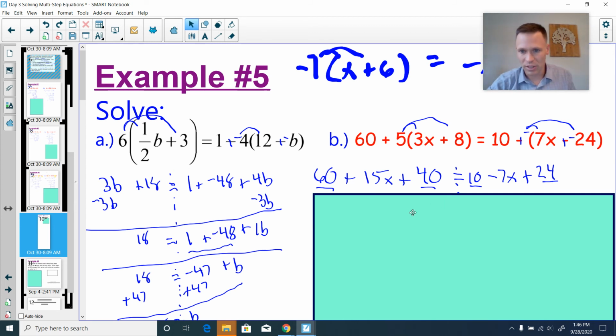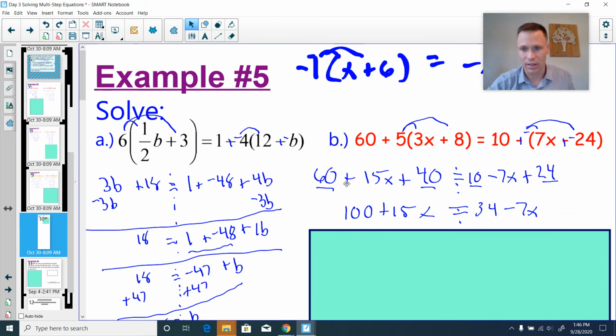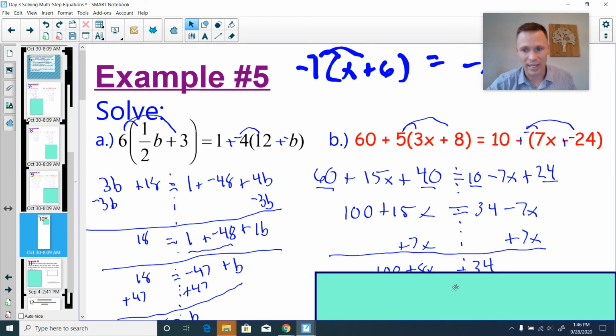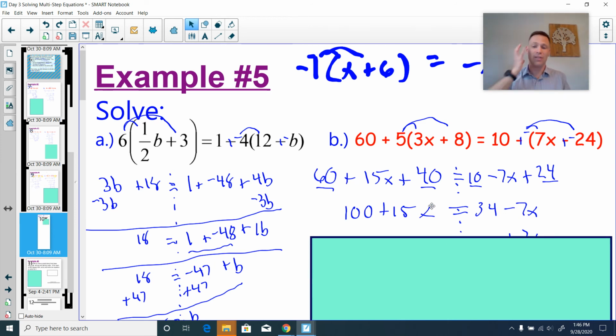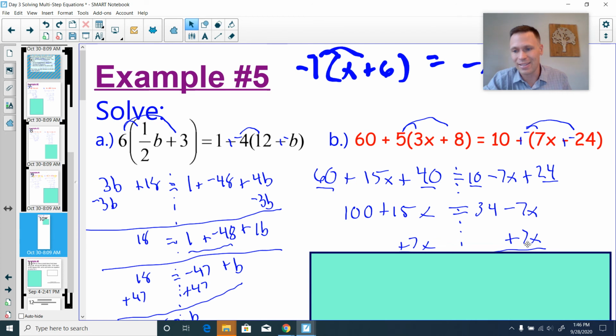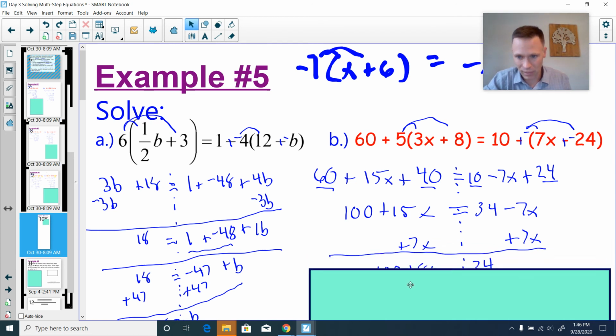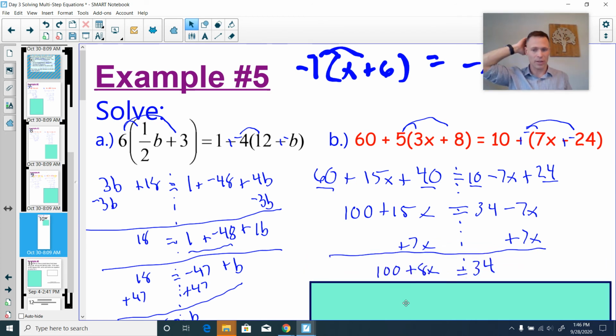Then I have like terms to combine. I can combine my 60 and 40 to get 100, and then I can combine my 10 and 24 to get 34. Now I've got variables on both sides. On either side of the equation, there's nothing else to do. And again, because my variables are on either side, I have to do the opposite operation. So right now, on this side over here, I have a negative 7x. So I'm going to add that 7x to the other side. Opposite operation, because they're on opposite sides of the equation.